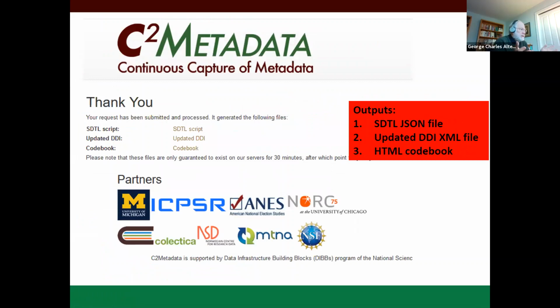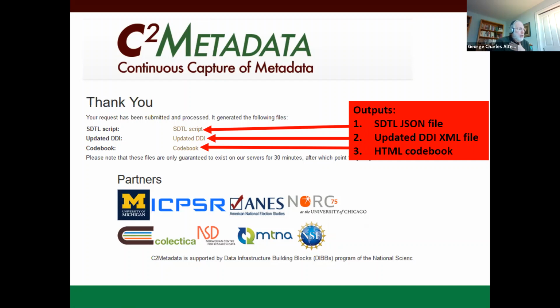And actually, for simple things, in seconds, you get a new screen that looks like this. This screen has three download buttons. The first download button is for an SDTL script. The second download button is for an updated DDI file. So this is now a DDI file that matches the data that you used in your analysis and that you've posted with the journal. And thirdly, a codebook, which is in HTML.